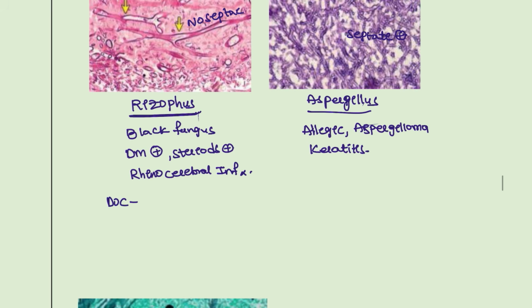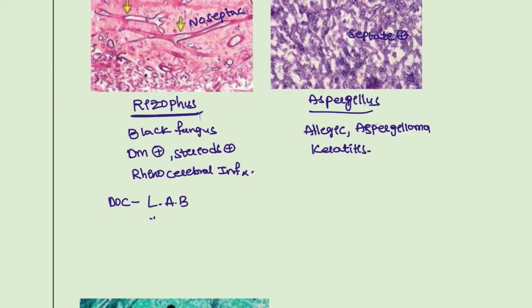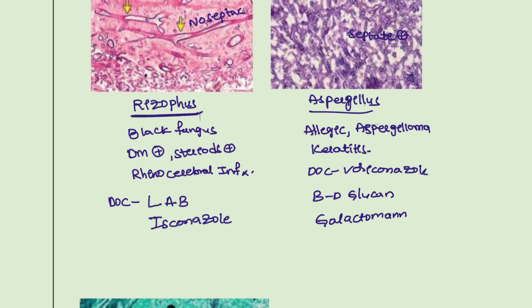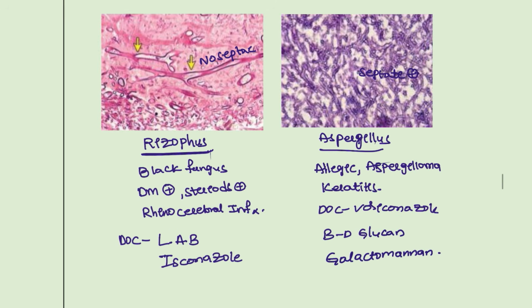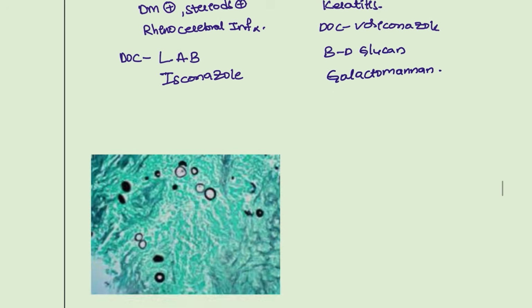Drugs commonly used for patients with Rhizopus: we are going to use amphotericin B, and liposomal amphotericin B can be used for this patient, and also isavuconazole can be used. Here the drug of choice will be voriconazole. The tests we can do are the beta-D-glucan and the galactomannan test for this patient. Beta-D-glucan assay can be done for Candida also. This is the difference between the Aspergillus and Rhizopus species.